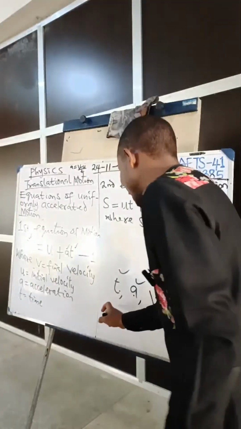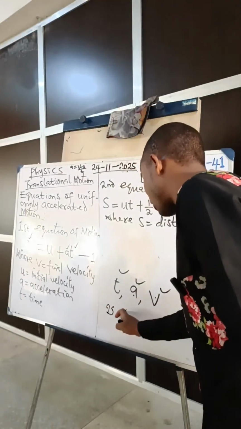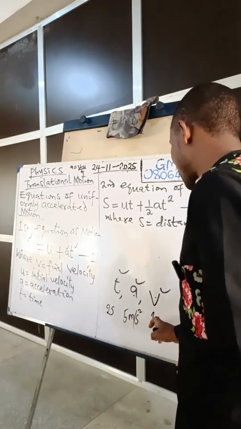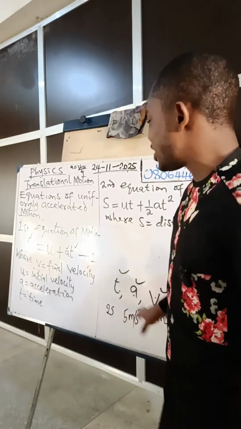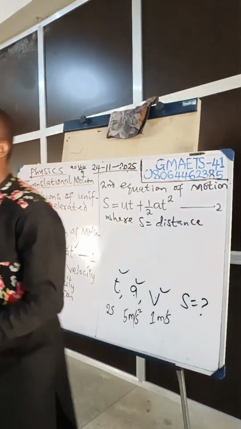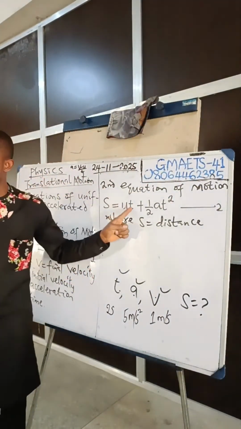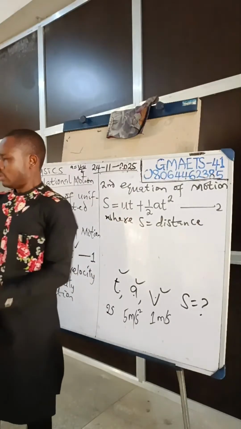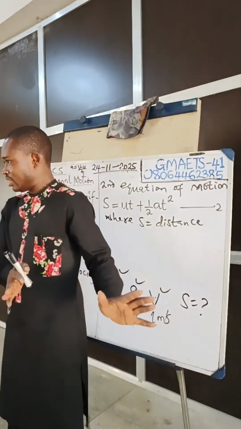Let me assume that time is 2 seconds. Acceleration is 5 meters per second squared. And say final velocity is 1 meter per second. Use this data to find initial velocity. Then once you get initial velocity, you can now bring it back to this distance formula. You know what took us to my explaining this, right?